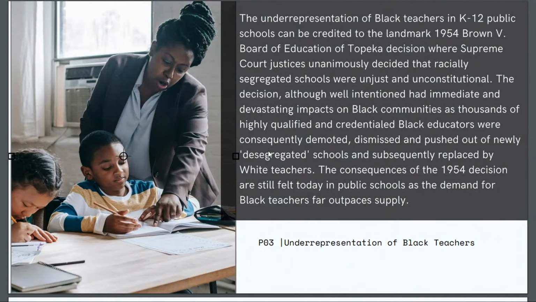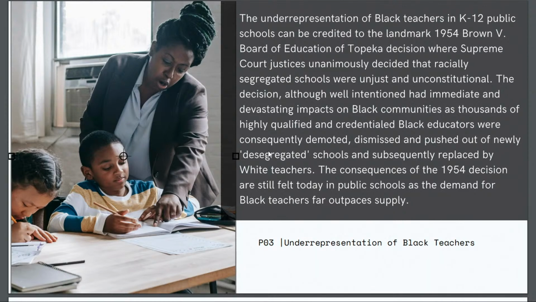So the underrepresentation of Black teachers in the K through 12 public school system can be credited to the landmark 1954 Brown versus Board of Education of Topeka decision, where Supreme Court justices unanimously decided that racially segregated schools were unjust and unconstitutional. So this decision, although well-intentioned, had immediate and devastating impacts on Black communities, as thousands of highly qualified and credentialed Black educators were consequently demoted, dismissed, and pushed out of newly desegregated schools. And subsequently, these Black teachers were replaced by white teachers.